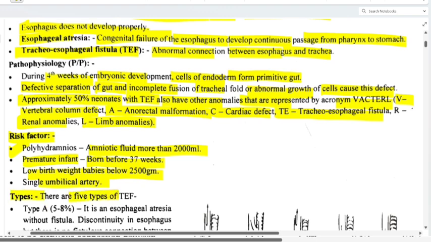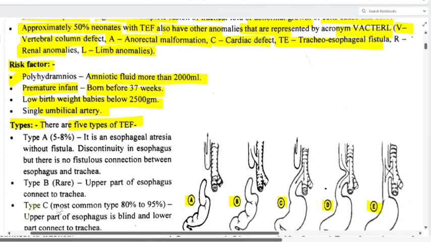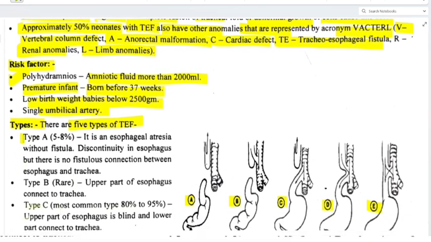Now types. There are 5 types of tracheoesophageal fistula. Type A is 5 to 8%. It is an esophageal atresia without fistula. There is discontinuity in the esophagus, but there is no fistula connection between the esophagus and trachea. Let's see in the picture. See, the esophagus is discontinued, but there is no connection between the esophagus and trachea. This is the esophagus, and separately this one is the trachea, right? So there is no connection between them.